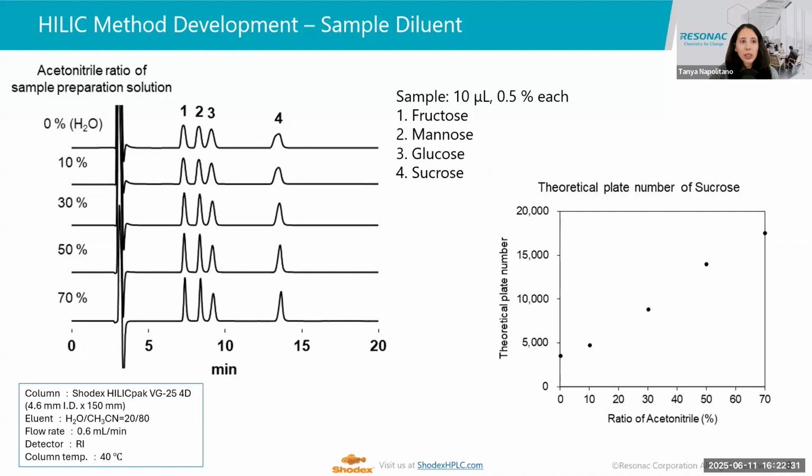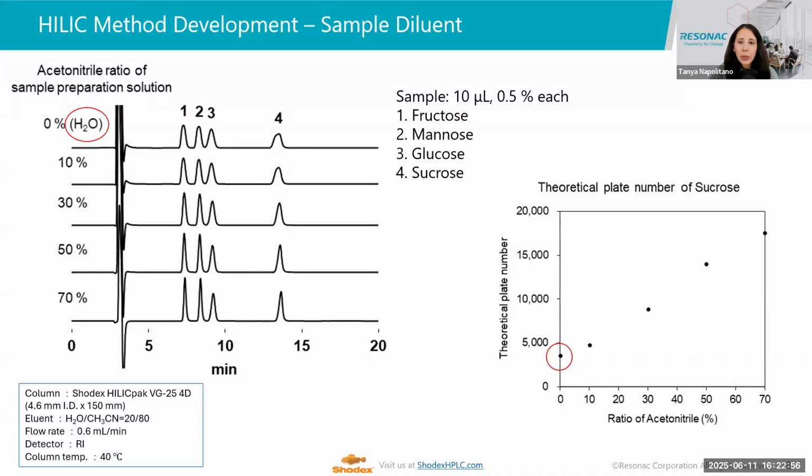Injection solvent matters a lot in HILIC. One of the most common issues in HILIC is poor peak shape, and it often comes down to the sample diluent. So in this example, the mobile phase is 80% acetonitrile, but when we inject the sample dissolved in pure water, the mismatch causes peak broadening and splitting, and the theoretical plate number drops.